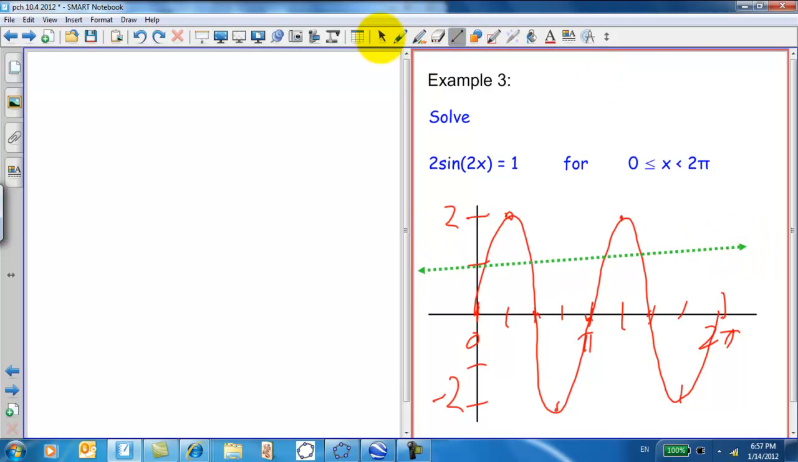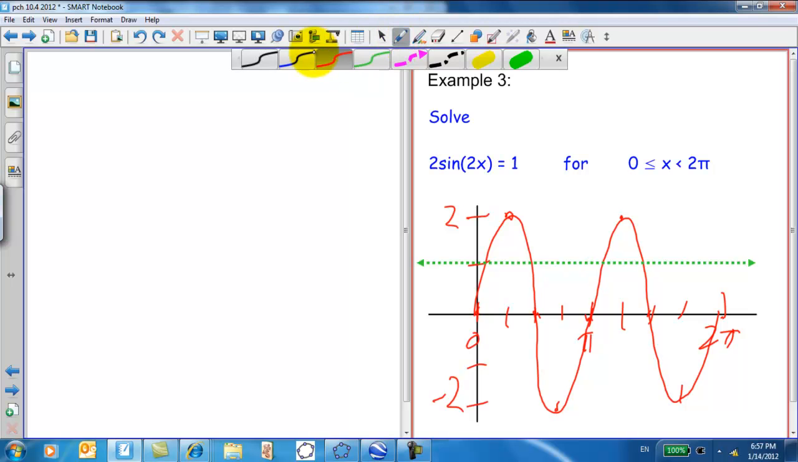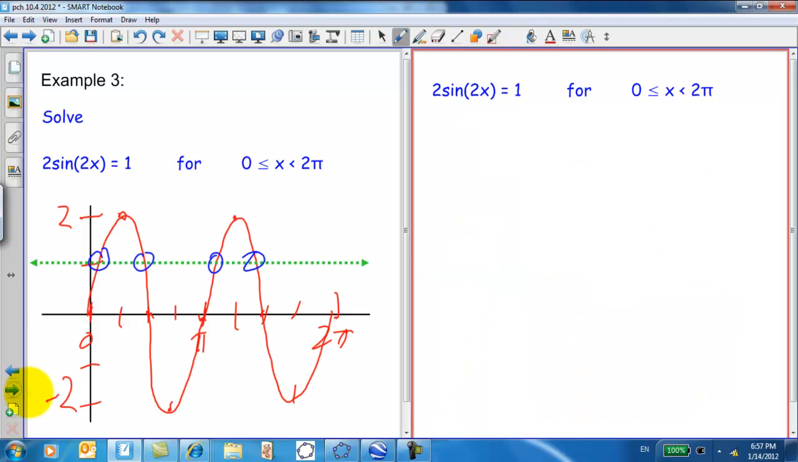Let's get that straight. There we go. We can see how many answers to expect. I see answers here, here, here, and here. 4 answers to expect. Let's see how that works. How do you get 4 answers?